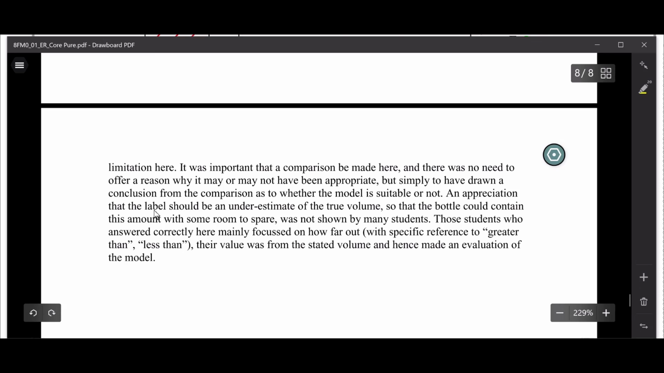An appreciation that the label should be an underestimate of the true volume, so that the bottle could contain this amount with spare room. So that's exactly what I said. It was not shown by many students. Those students who answered correctly here mainly focused on how far out, with specific reference to greater than or less than, their value was from the stated volume, and hence made an evaluation of the model.